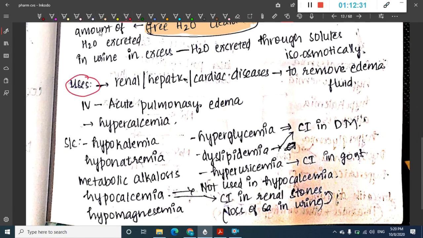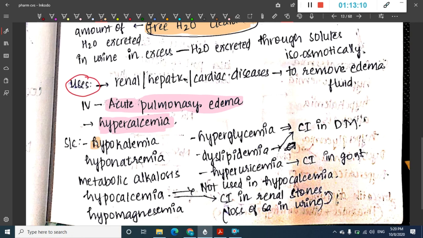Now what are the other uses? We can use this in renal, hepatic and cardiac disease, or in any disease where there is edema, and to remove the edema you can use these high ceiling diuretics. It can be used in pulmonary edema IV. One more important thing is, it leads to loss of calcium, it flushes out the calcium in our body. So you can use this in hypercalcemia also.